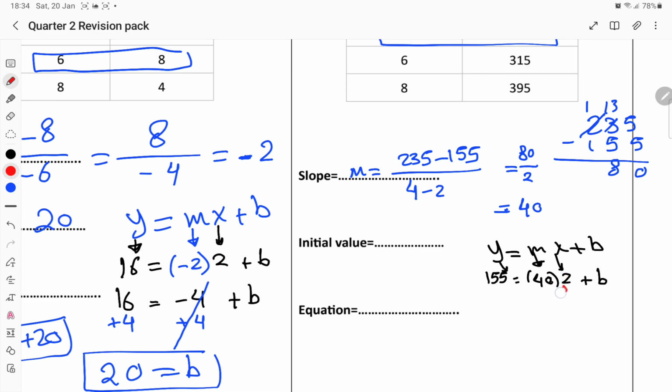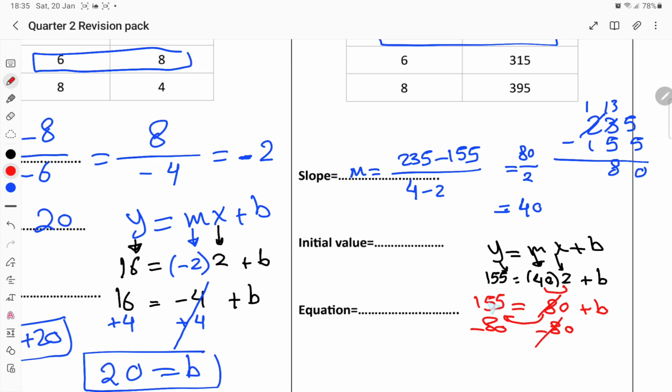Multiply 40 times 2 is 80, 155 as it is. And you still have plus b. I want to get the b value, solve for b. 80 can move to the left with negative, or you can say minus 80 right, minus 80 left. Because it's positive, you just put the opposite sign.